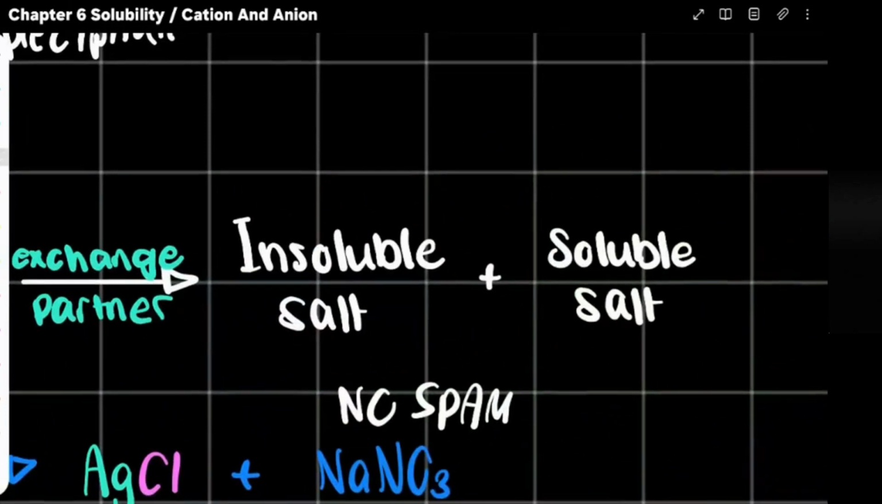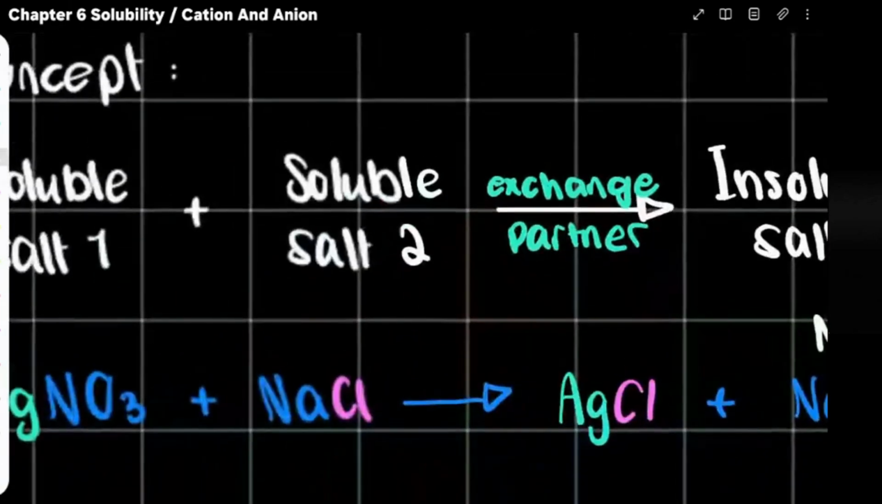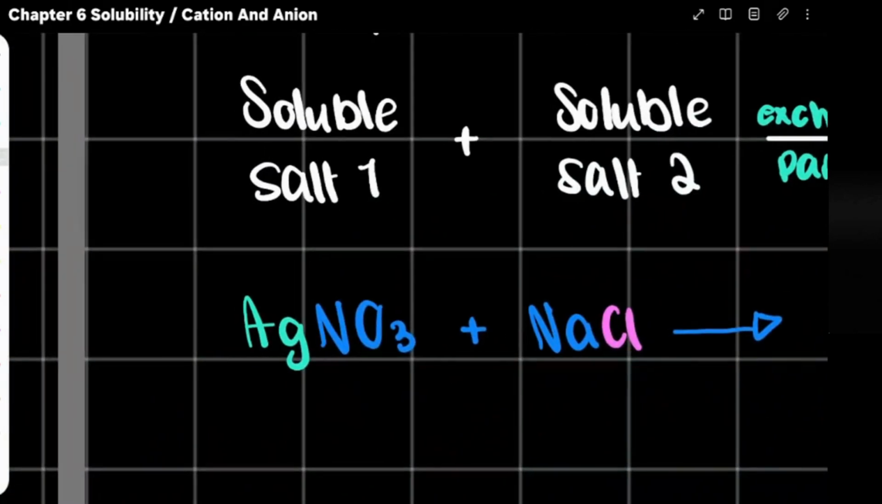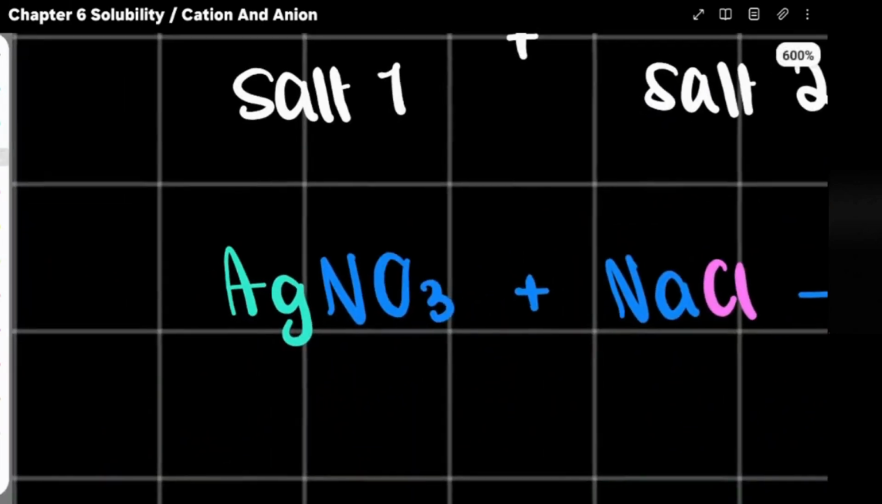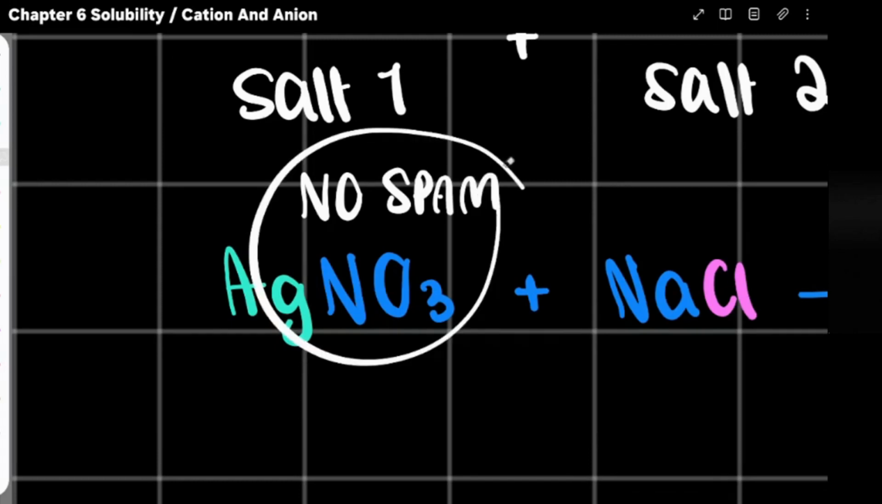It will produce insoluble salt and soluble salt. So soluble salt means something soluble. For example, look here, AgNO3. AgNO3 is actually soluble. You know why? Look at the back one. What is the back one? Nitrate. Nitrate is actually in NO SPAM. So this is soluble.